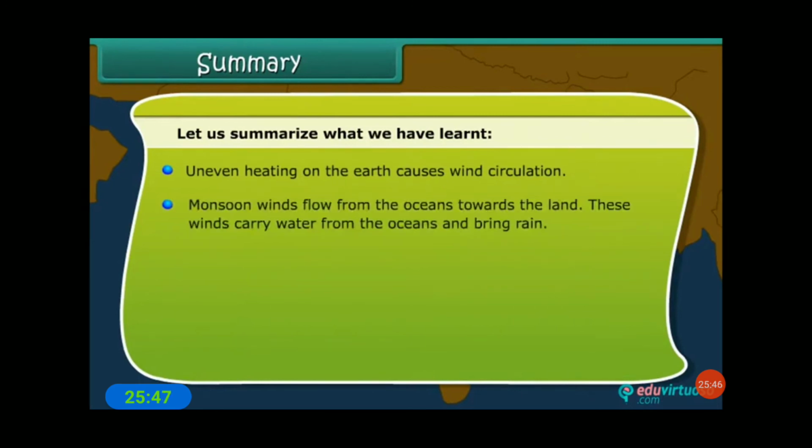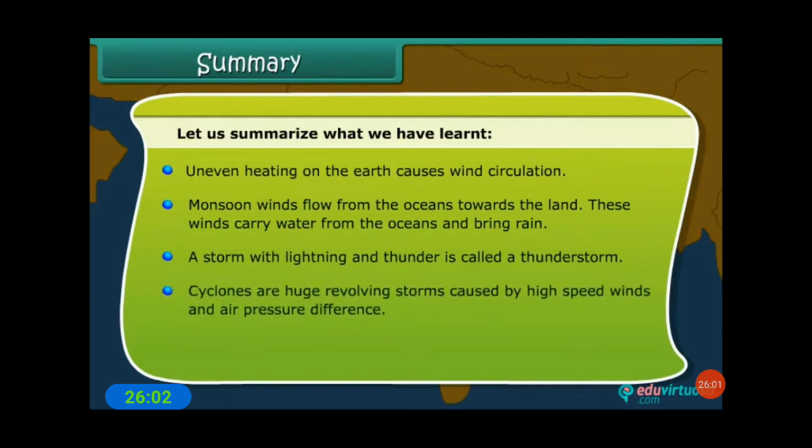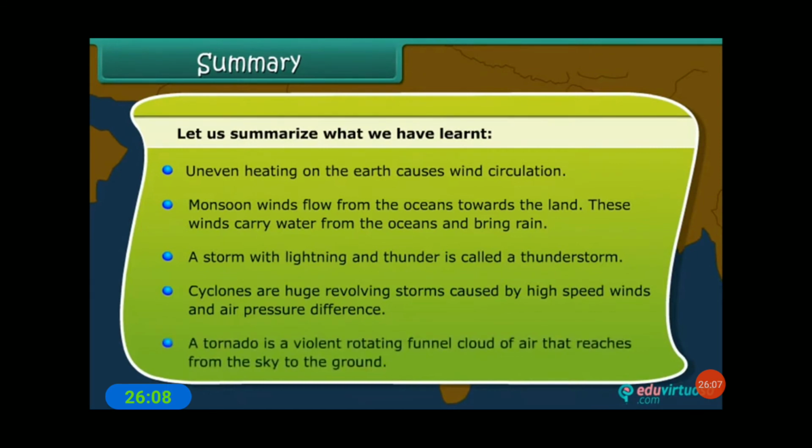Monsoon winds flow from the oceans towards the land. These winds carry water from the oceans and bring rain. A storm with lightning and thunder is called a thunderstorm. Cyclones are huge revolving storms caused by high-speed winds and air pressure difference. A tornado is a violent rotating funnel cloud of air that reaches from the sky to the ground.